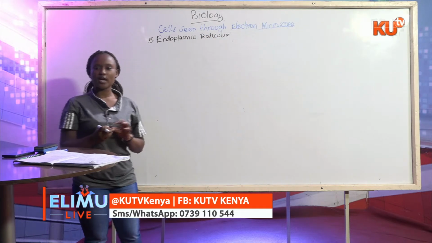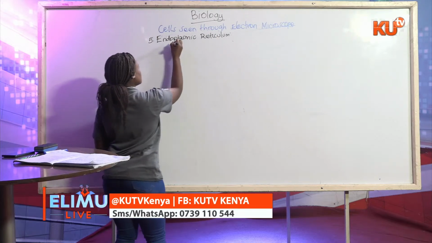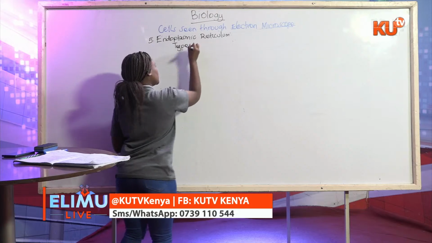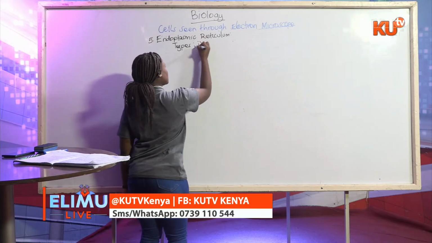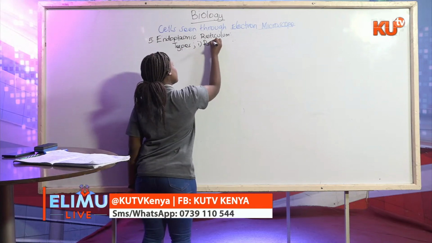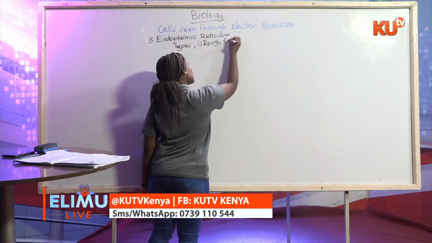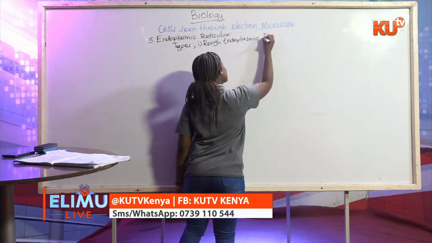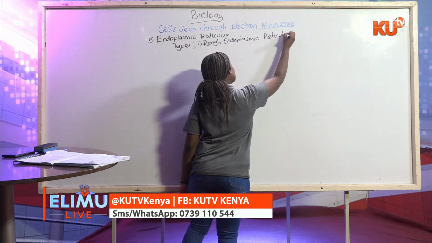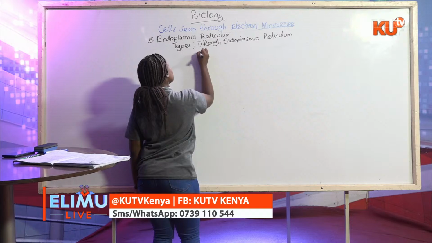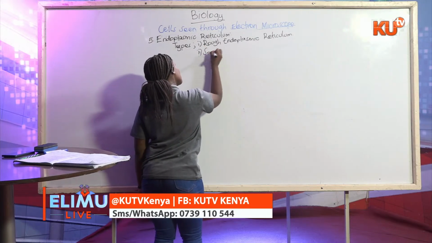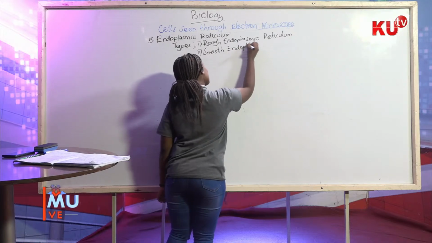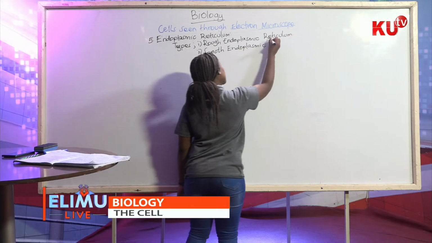Endoplasmic reticulum, we have two types, which include, the first one, rough endoplasmic reticulum, and then the second one, smooth endoplasmic reticulum.